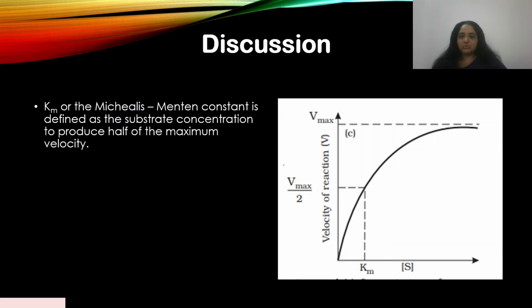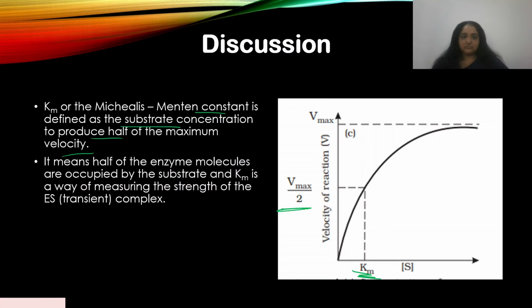Okay, so I've already discussed Km. Km, or Michaelis Menten constant, is defined as the substrate concentration to produce half of the maximum velocity. We can already see that from the graph here, right? That means half of the enzyme molecules are occupied by the substrate, and Km is a way of measuring the strength of the transient complex. We know that the transient complex is formed, right?